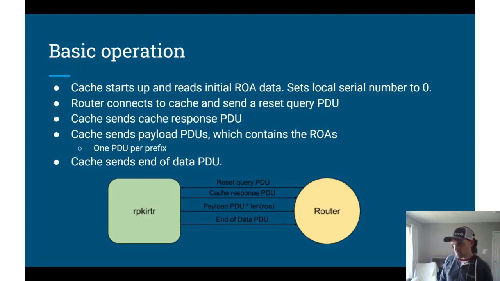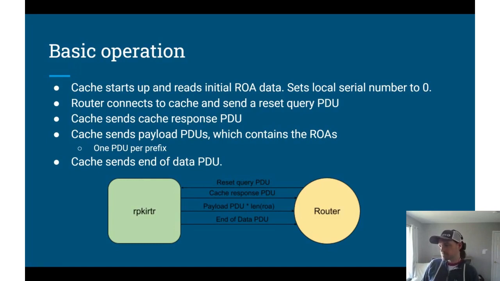At the end, once the cache has sent all of its prefixes, it will then send an end of data PDU. This is very similar to an end of RIB message in BGP. It's basically a very short, almost nothing message saying, I've sent everything to you, thank you very much. As part of the end of data PDU, it will also have the serial number. So in this case, it will send that to the router, and the router will say, okay, I have all the rows that match serial number 0.